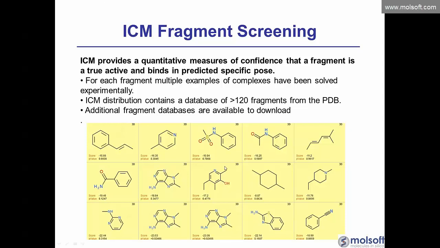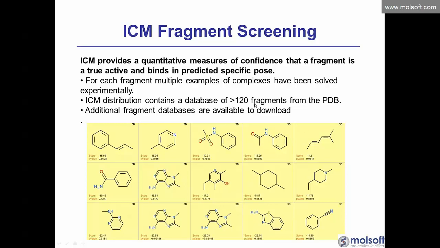So the fragment database that we have built into ICM is relatively small. It's 120 fragments, but we have additional larger databases from Enamine and Maybridge that you can screen as well. But the advantage of these 120 fragments, which we'll show first of all from the PDB, is that it's relatively small, and we've done pre-validation of the scoring for each member of this library of 120 fragments.